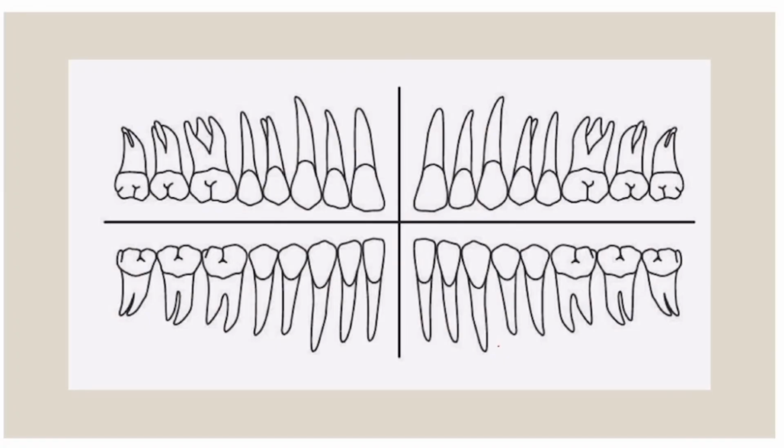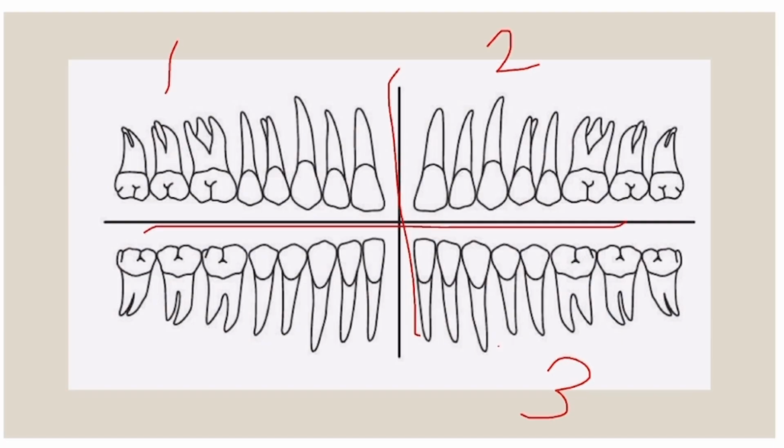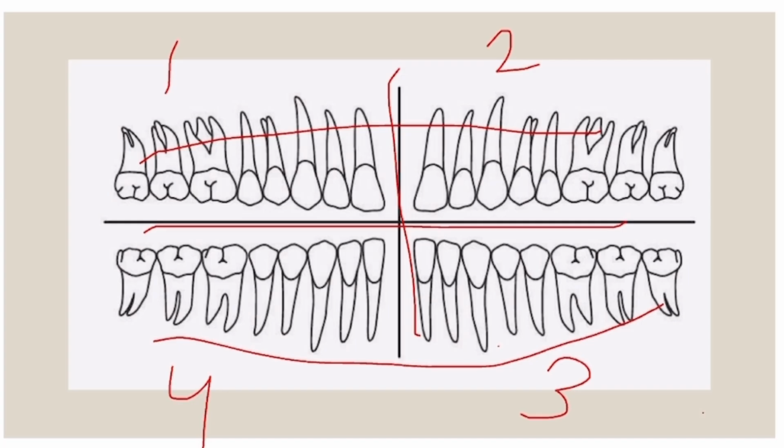Okay, so this is the midline, which divides each arch into 4 quadrants. This is the first quadrant, this is the second, this is the third, and this is the fourth. These lower teeth are mandibular teeth and the upper are maxillary. This is right and this is left. The tooth closest to the midline is known as the central incisor.